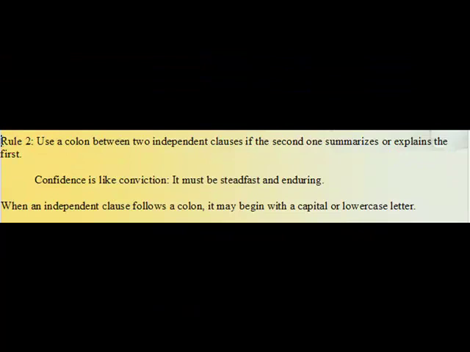Rule 2. Use a colon between two independent clauses if the second one summarizes or explains the first. Example: Confidence is like conviction: it must be steadfast and enduring. When an independent clause follows a colon, it may begin with a capital or lowercase letter. So you can see here I have a capital, but I could have also changed that to a small letter.